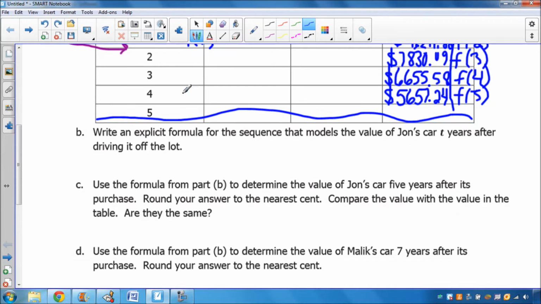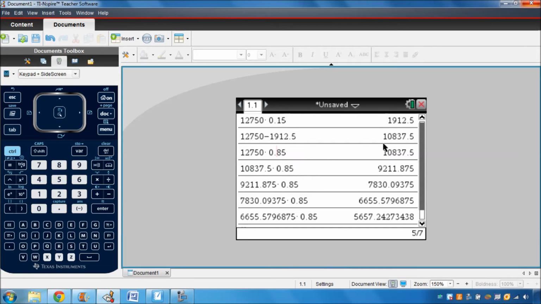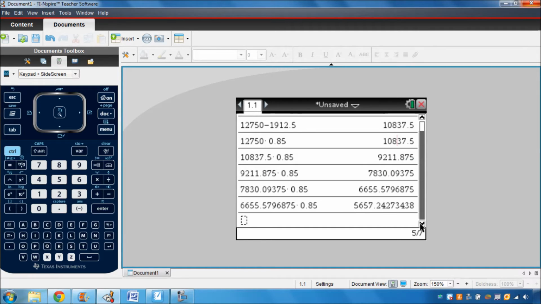All right, question B says, write an explicit formula for the sequence that models the value of John's car T years after driving it off the lot. So if you take a look right here, to figure out the first value, we took 12,750 and multiplied it by 0.85. That's what we did here, and that's how we got that answer right there.